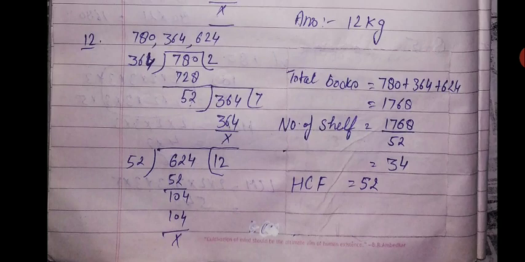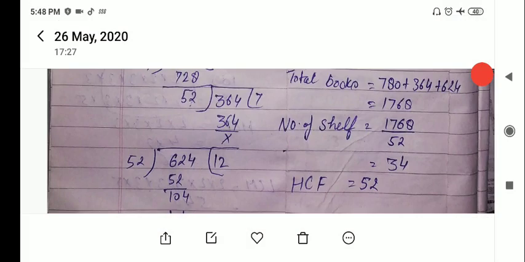Now we have to find the number of books and the number of shelves. Now the total books are 780, 364 and 64. Total books will be 1768. Now it is given that 52 shelves are required. The number of books in a shelf will be 1768 divided by 52. Then we get 34. So 34 and 52 will be our answer.